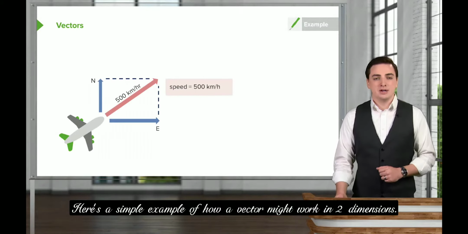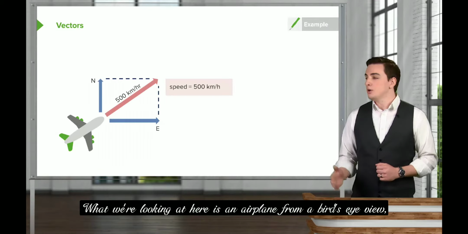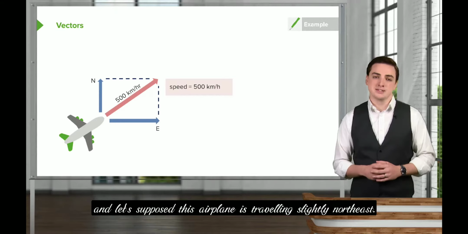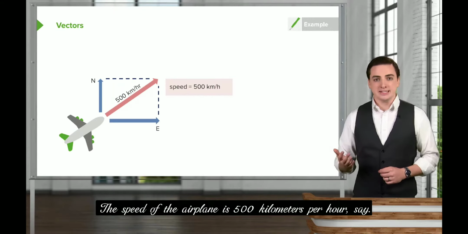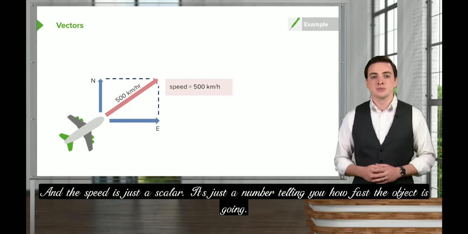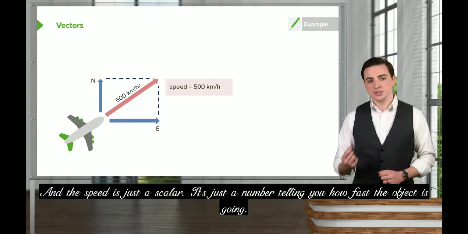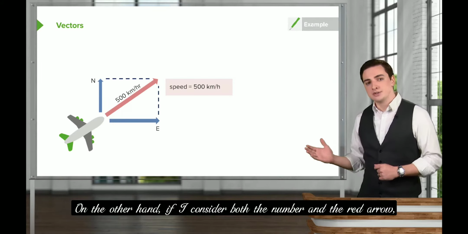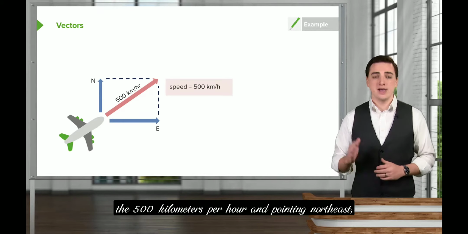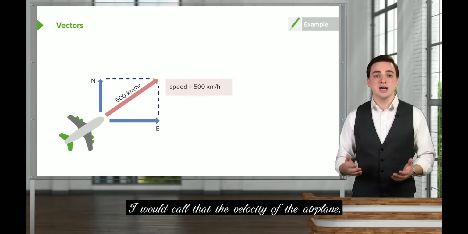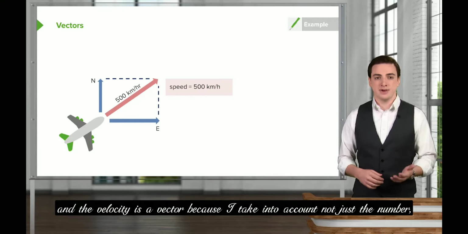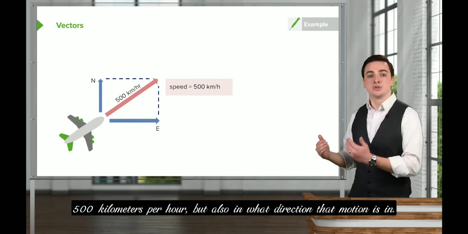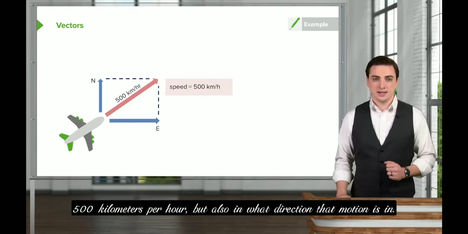Here's a simple example of how a vector might work in 2 dimensions. What we're looking at here is an airplane from a bird's eye view, and let's suppose this airplane's traveling slightly northeast. The speed of the airplane is 500 kilometers per hour, say. And the speed is just a scalar. It's just a number telling you how fast the object is going. On the other hand, if I consider both the number and the red arrow, the 500 kilometers per hour and pointing northeast, I would call that the velocity of the airplane. And the velocity is a vector because I take into account not just the number, 500 kilometers per hour, but also in what direction that motion is in.